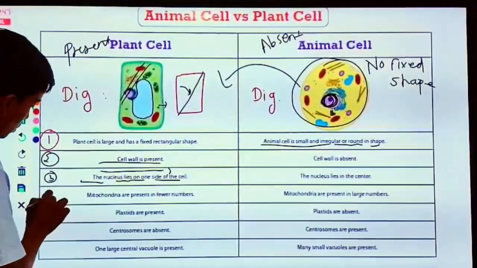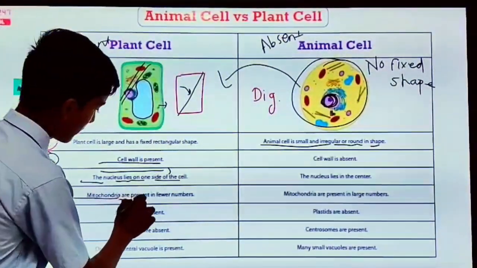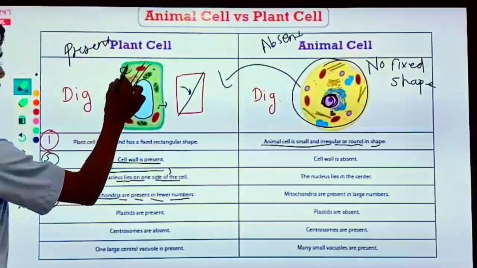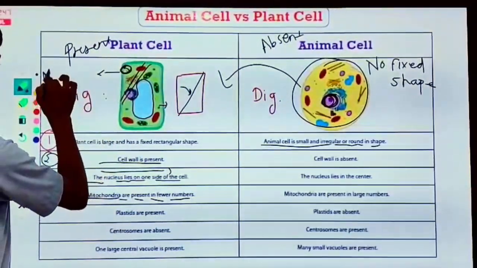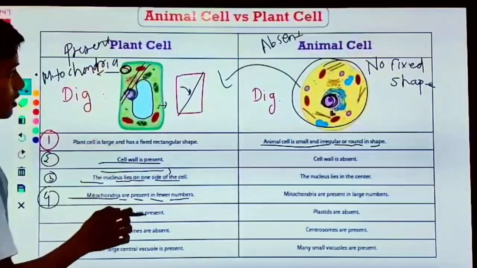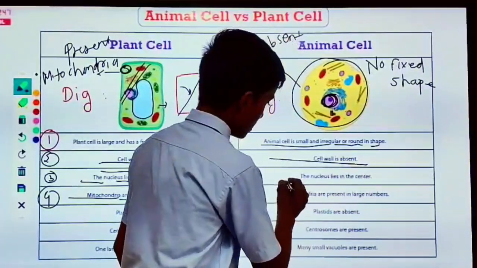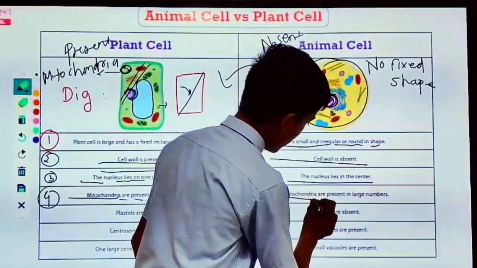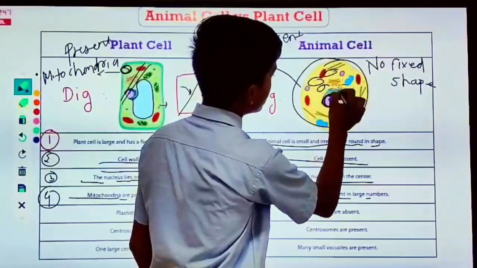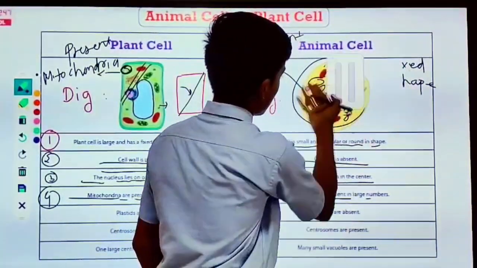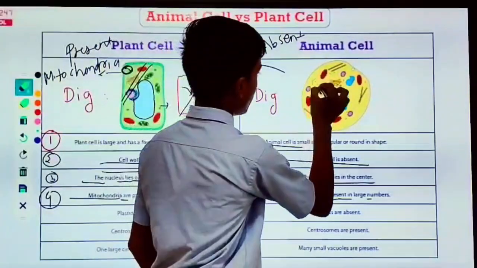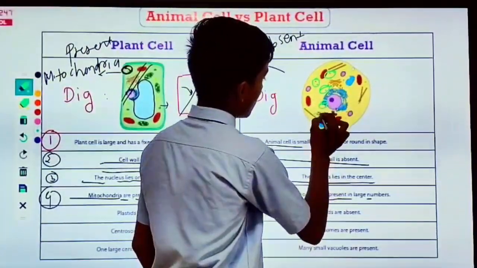Now the fourth one is that mitochondria are present in a few numbers in the plant cell. These are the mitochondria. Now in the animal cell, mitochondria are present in a large number. You can see here the mitochondria are present in a large number in this cell. I will change the color. The mitochondria lie in a large number.